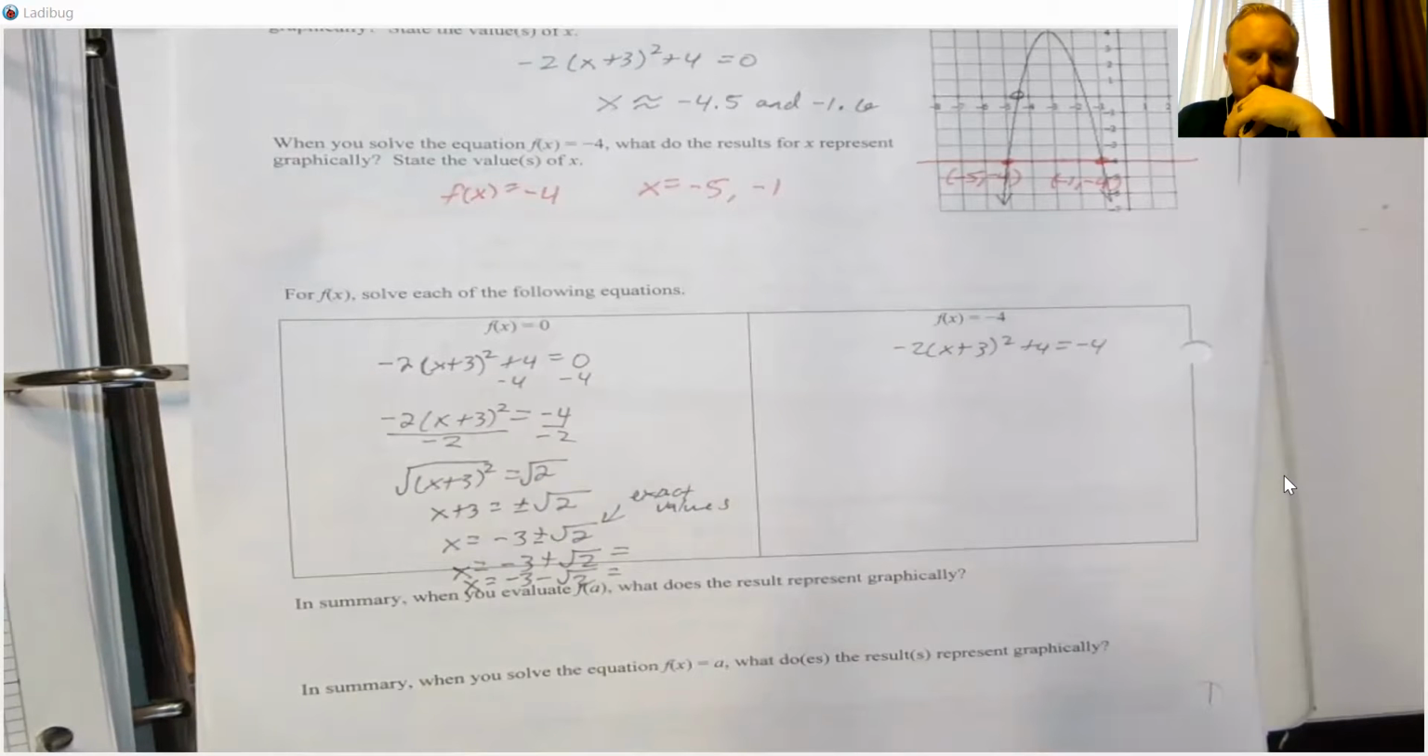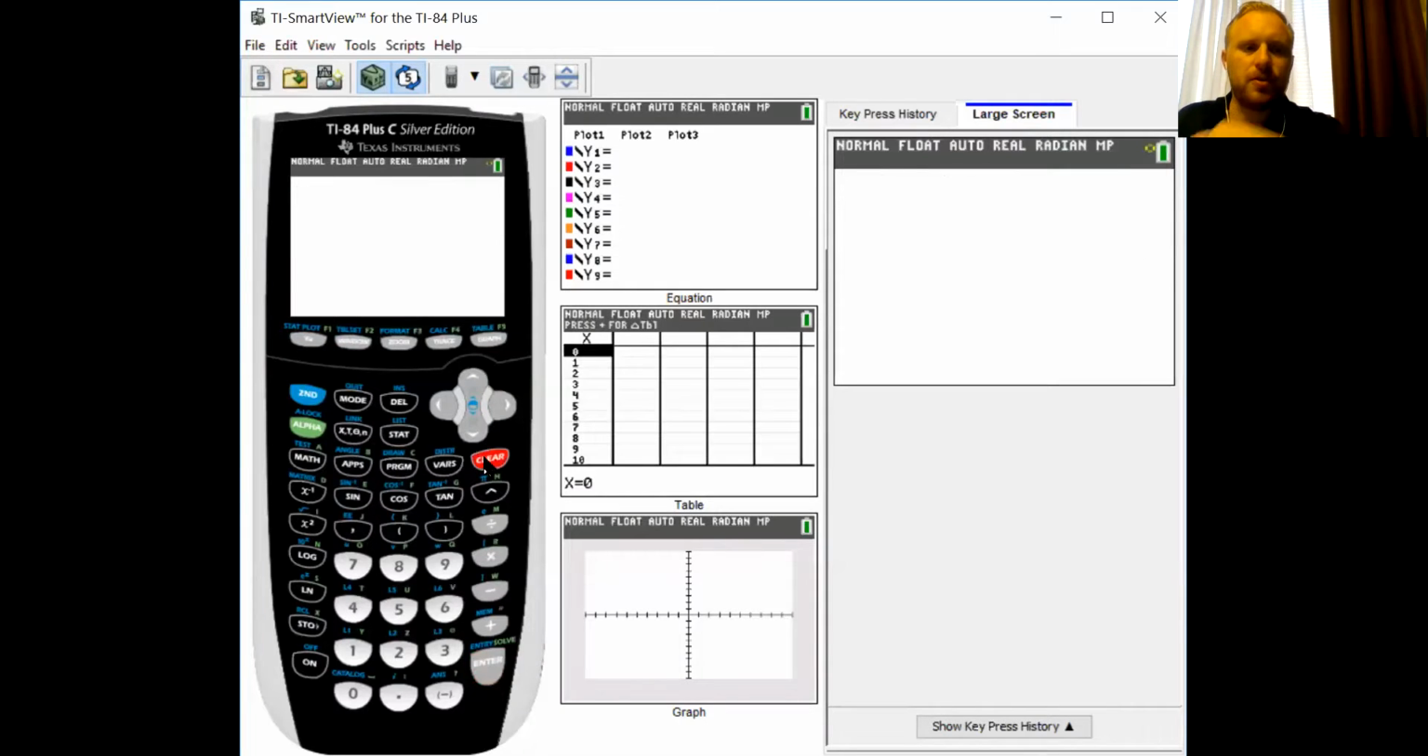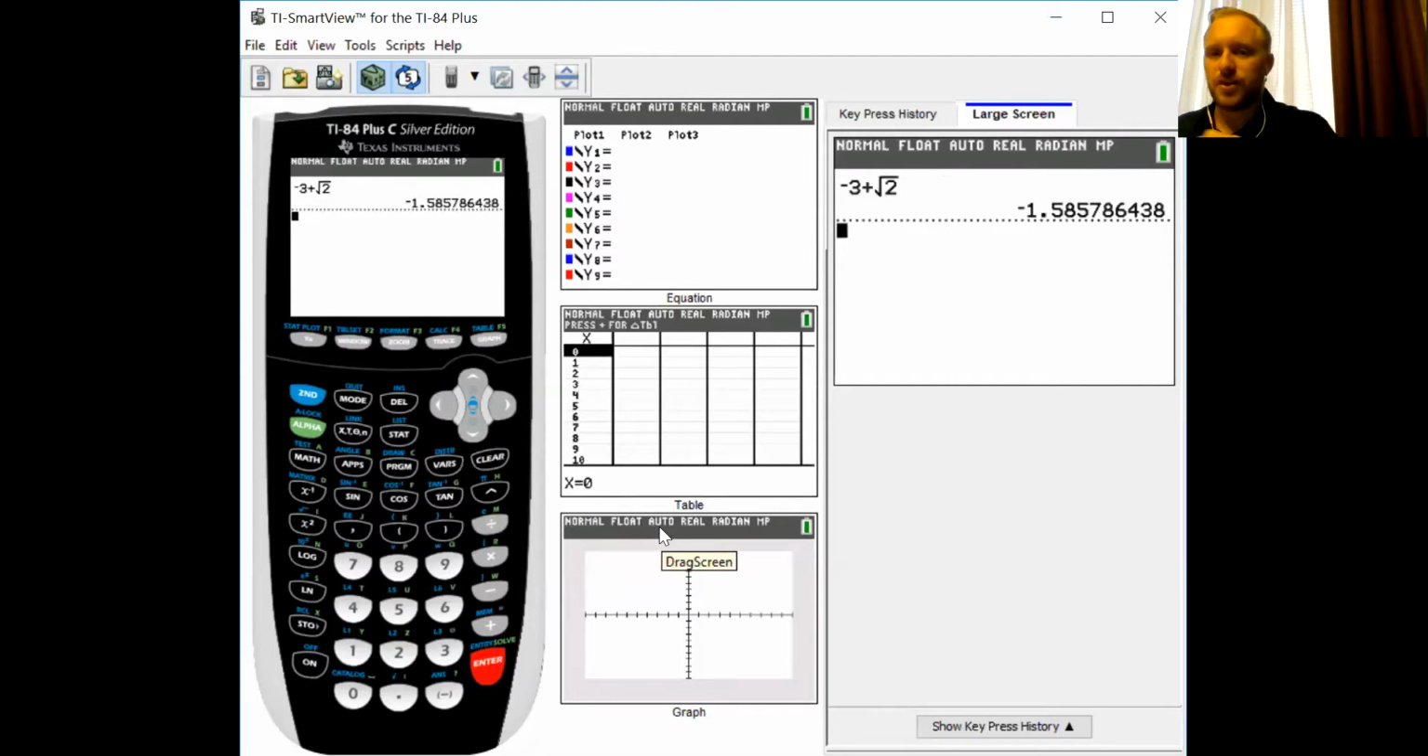So I'm going to go to my calculator, pull it up here. Here's a calculator, and I'm going to type in our first one, which was -3 plus the square root. Square root is blue button x squared. Then I'm going to put a 2 and press enter. And there's our first answer. I'm going to write that one down: -1.585, round it to a 6.